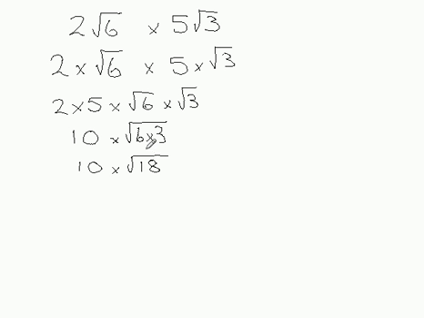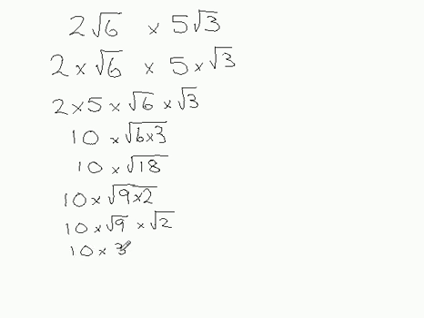Now, because I'm familiar with my times tables, I can see that 9 goes into 18 two times. 9 is a perfect square, that's what we're after. So 10 times the square root of 9 times 2. So that becomes 10 times root 9 times root 2, which is 10 times 3 times root 2, which is 30 times root 2, which is 30 root 2.